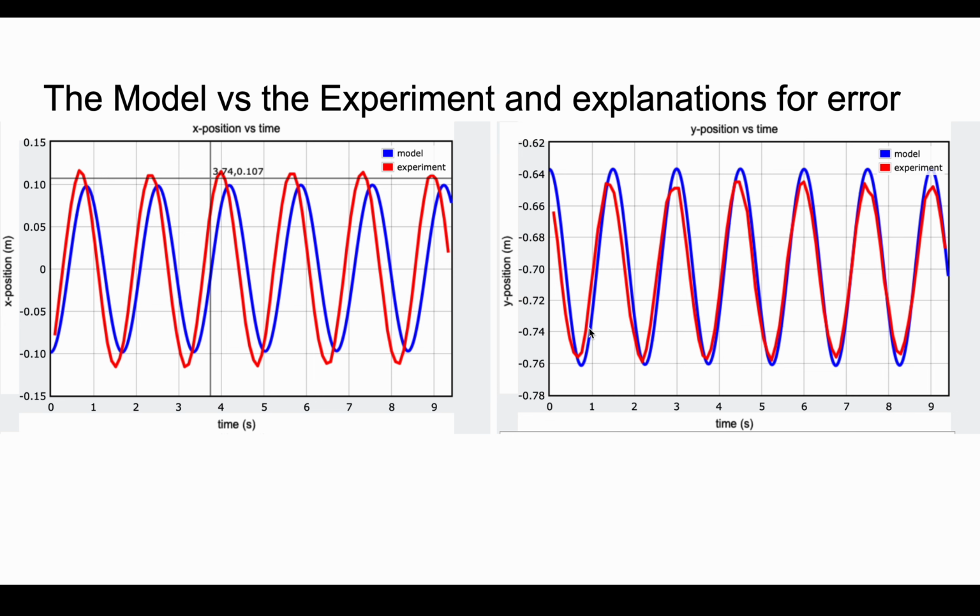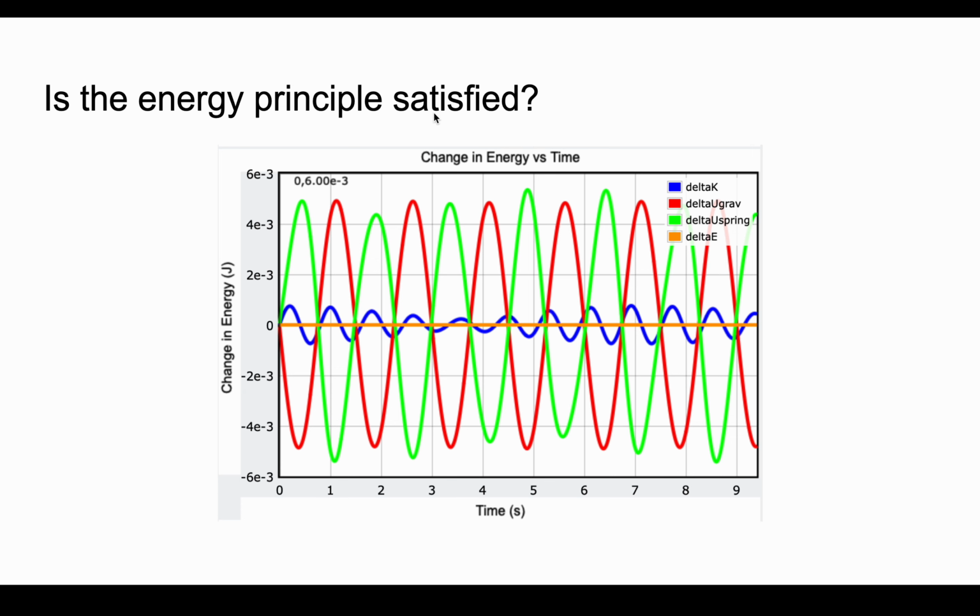For the y position, the experiment and the model are very similar, but you can see the experimental does not hit the same peaks, not as high. This is also likely due to air resistance, causing it to go up and down a shorter distance. Is the energy principle satisfied? I say it is, because you can see here that the spring force, the gravity force, and the kinetic energy are all canceling out. They're in opposite directions, leaving the change in energy equal to 0.